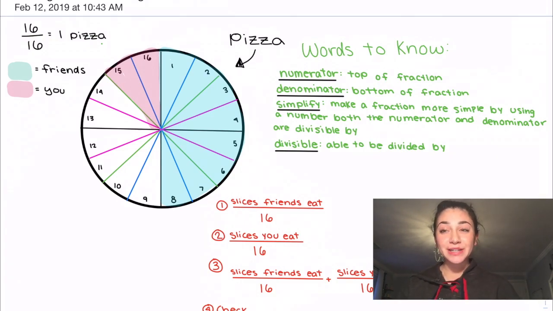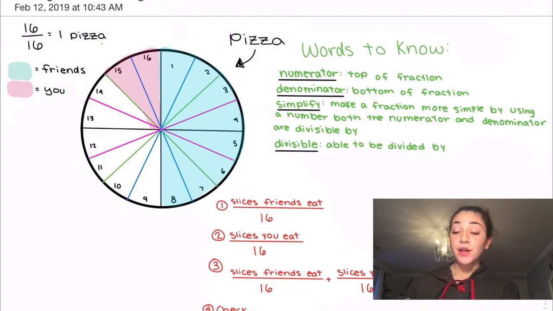So the first problem we're going to be going over is you've got a pizza with 16 slices for you and your friends to eat at a party. Your friends eat 8 slices and you eat 2. And you want to know how many slices out of the 16 slices you all ate altogether.